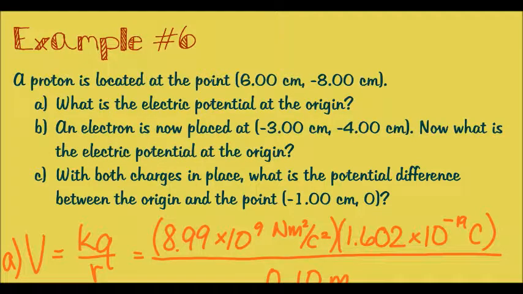Part C is our last part left, and it says that with both charges in place, it wants to know the potential difference between the origin and the point (-1, 0). Well, we already know the total electric potential at the origin. So to solve part C, you're going to need to find the electric potential at the point (-1, 0) due to these two charges, and then you're finding the potential difference, so you're subtracting those values. Go ahead and calculate this and bring your answer and work with you to class when we meet.